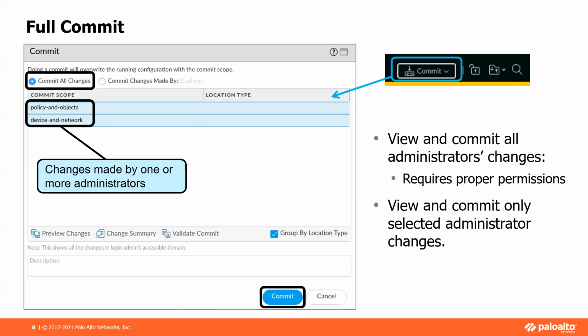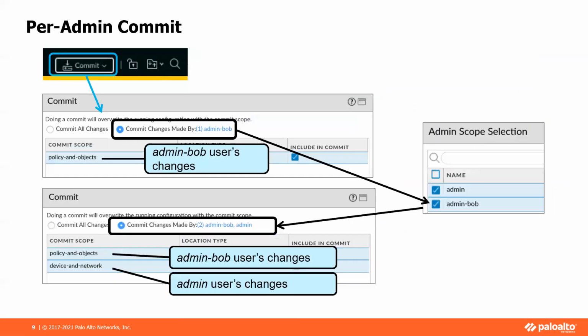And in the commit scope, you can see what you're going to adjust. So for example, you have policy and objects and device and network in here. Those could be done by one or more admins. We don't know exactly who it is unless we go in and look at the change summary. So if you want to see it on a per admin commit and you click on that option up at the top, you can now see specifically whether you want to see admin or admin Bob's changes, and you could commit just those changes inside of there.